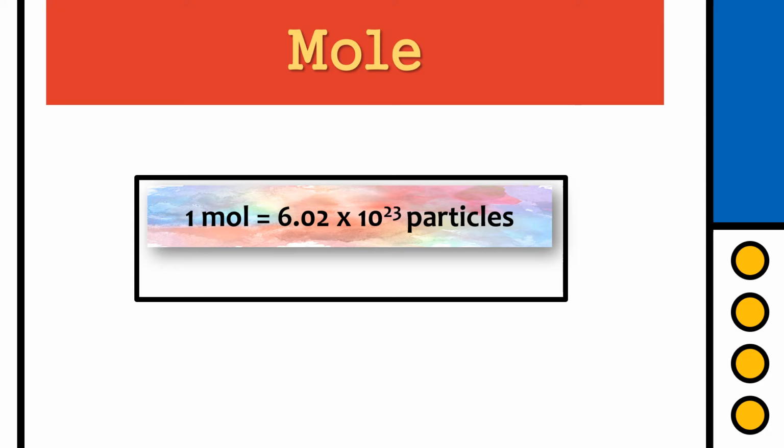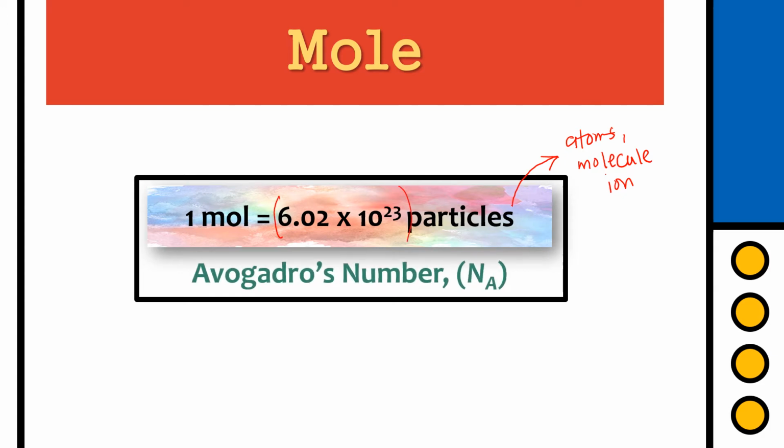Okay, what are the particles over here? Particles dekat sini kita akan refer kepada atoms, molecule, dan juga ion. So, in other words, nombor yang ada dekat sini, 6.02 darab 10 kuasa 23 ni, kita wakilkan dia juga sebagai Avogadro's number. Okay, and this is the symbol for Avogadro's number. So please take note.